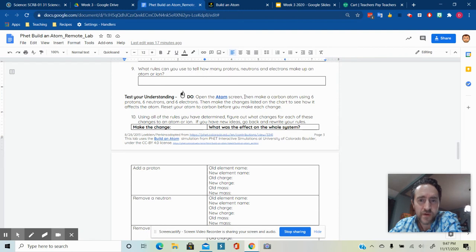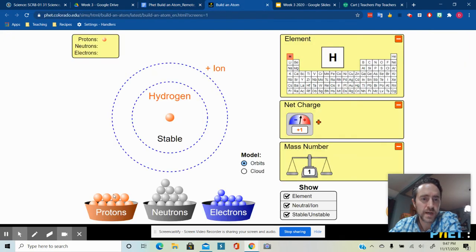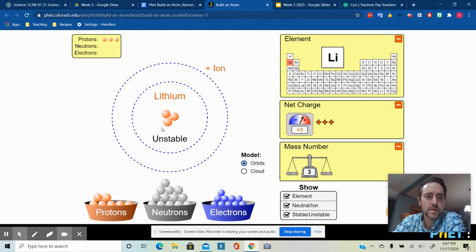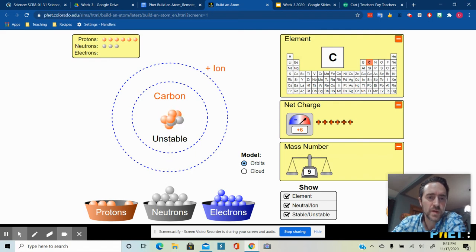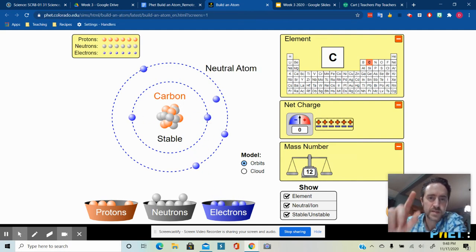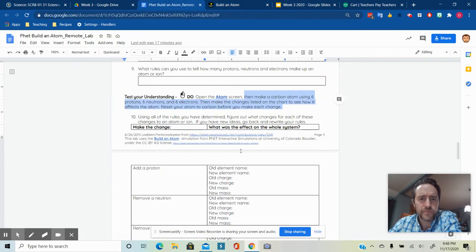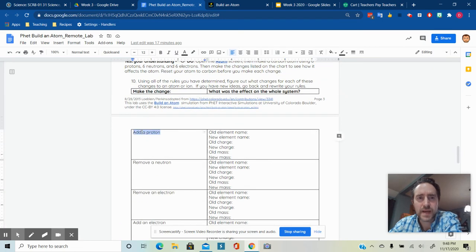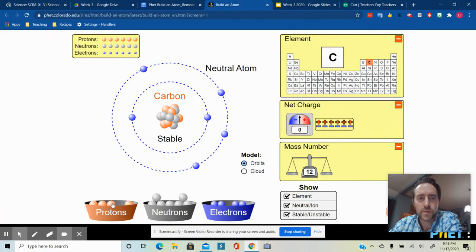What you're going to do, and this is very important, is make a carbon atom using 6 protons, 6 neutrons, and 6 electrons. So it should start out like this. Yeah, so we got 6 protons, 6 neutrons, oh, one short, and 1, 2, 3, 4, 5, 6 electrons. Okay, let's go back. And we know we've started out with a carbon. So now we're going to add a proton. So we're going to go back and add a proton.